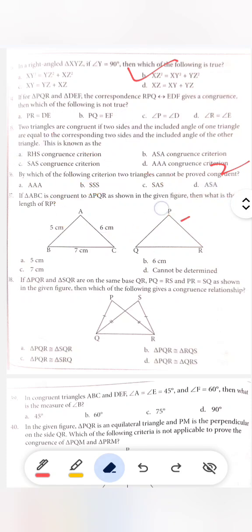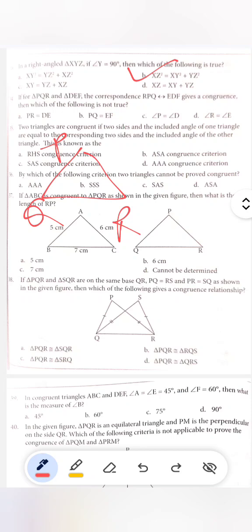Now come to the next part, question number 34. If for triangle PQR and triangle DEF the correspondence RPQ congruent to EDF gives a congruence, then which of the following is not true? First of all draw PQR and DEF. It says that RP is equal to DF. No, RP is equal to ED. Okay, let me erase this one.